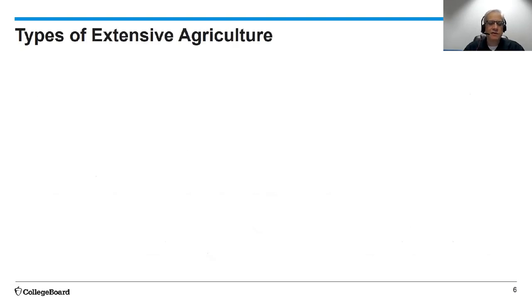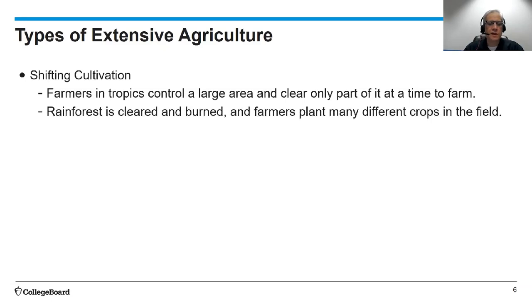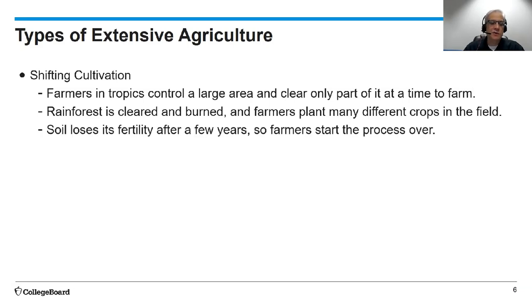Types of extensive agriculture include shifting cultivation. Shifting cultivation is when farmers in the tropics control a large area of land, but they only clear a part of it at one time in order to farm. The rainforest is cleared and burned, and farmers plant many different crops in the field. Because the soil loses its fertility after only a few years, the farmers have to start the process over.